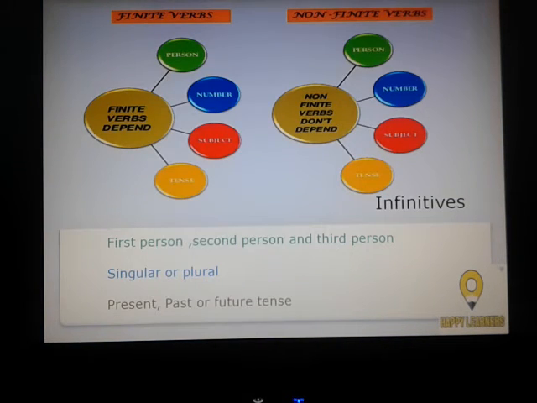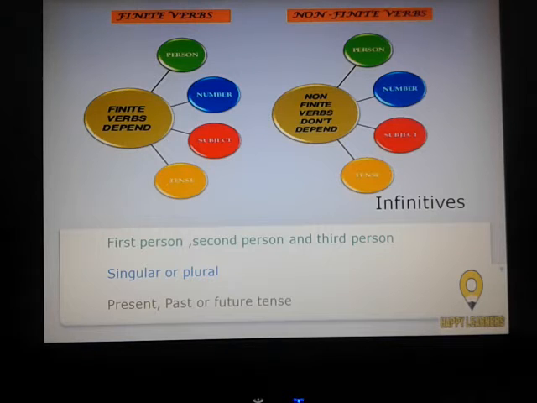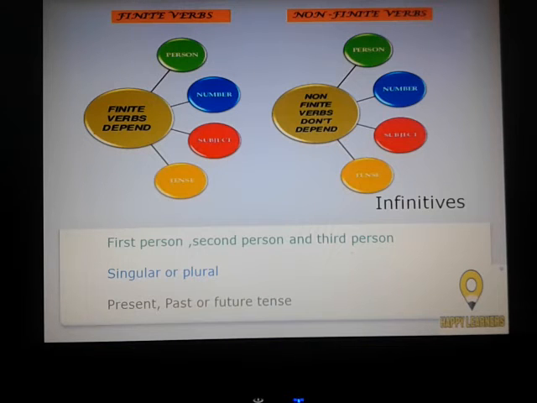Now, while you were studying, you have learned all the different types of verbs. You had the verb as in the main verb. You had helping verbs. You had linking verbs. We're going to study two different types of verbs now, the finite and the non-finite verb. Now, a finite verb is the one which is always present in a sentence.